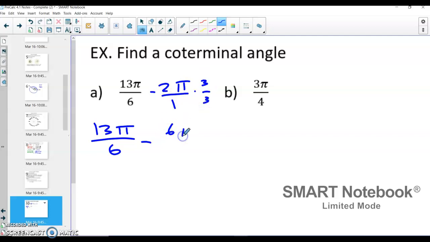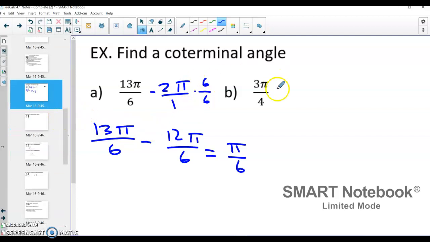We have to multiply 2 pi over 1 by 6 over 6. So this is 12 pi over 6. Now that we have a common denominator, I can subtract, and that gives you pi over 6. So pi over 6 is coterminal with 13 pi over 6. We just moved 360 degrees around and ended up in the same spot. Okay.